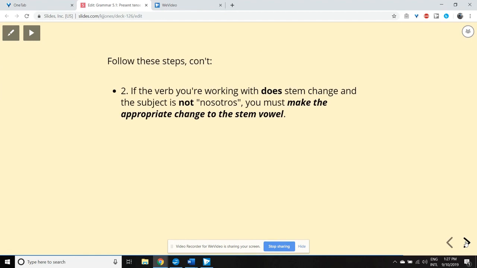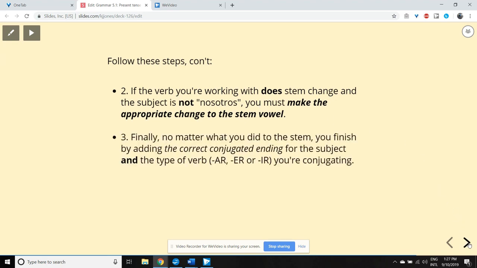If the verb you're working with does stem change and the subject is not nosotros, then before you do another thing, you have to make the correct change to the stem vowel. Okay? So if your verb stem changes and the subject is not nosotros, before you add any conjugated ending, you must change the stem vowel in the way that the change requires of you. It's either going to change from E to IE, or O to UE, or E to I. And in the case of jugar and any verb derived from it, it'll change from U to UE, but that is a very minor stem change.